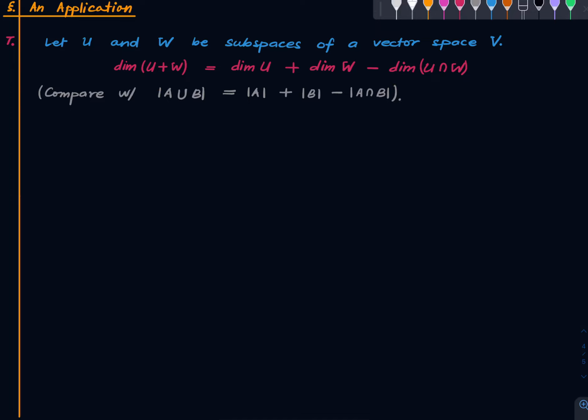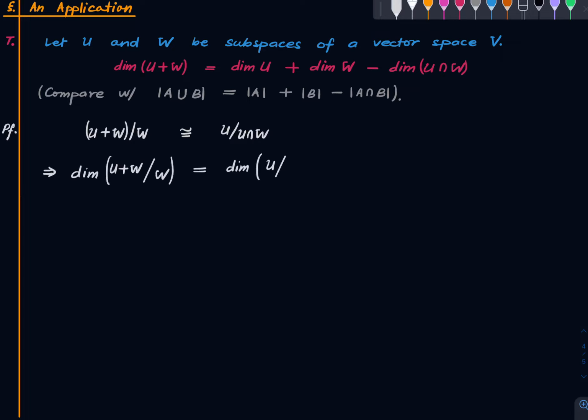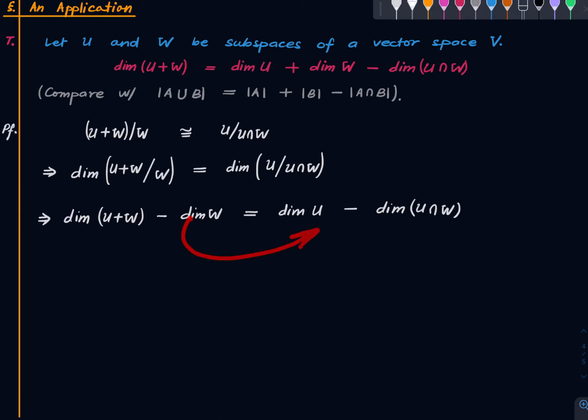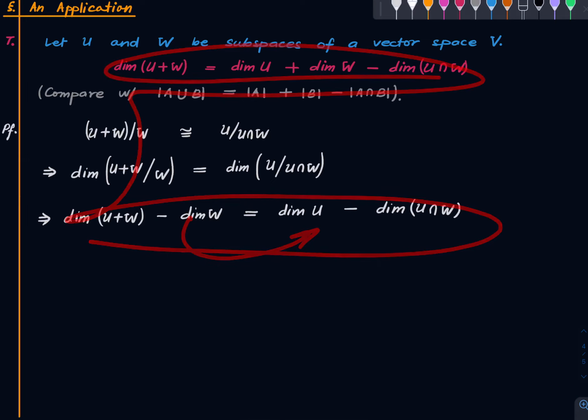So what is the reason? The reason is we have, as we just saw, this space is isomorphic to that space. Therefore, their dimensions are equal. And now use the fact that the dimension of the quotient is the difference of dimensions. And now rearrange. If you take this to the other side, you will get that equation. So that finishes the proof.